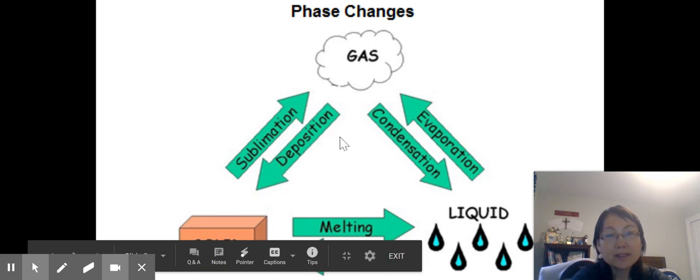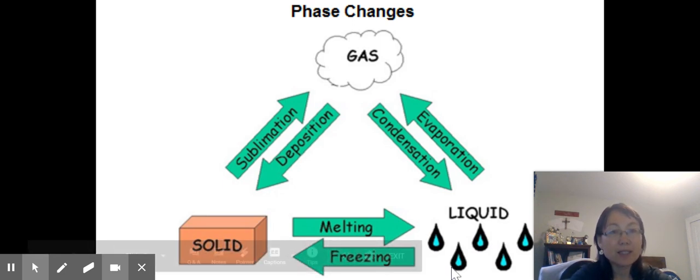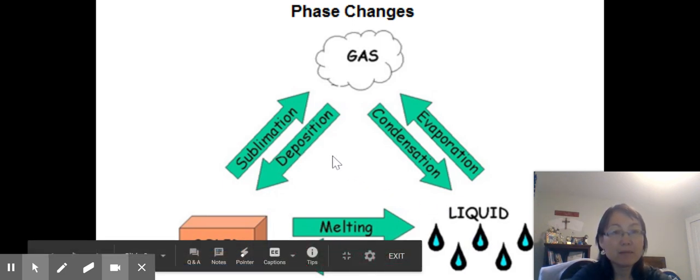And condensation is from gas to liquid. That's the rain process, right? So water vapor becomes liquid, becomes rain. Okay. And once it gets on the ground, it's very cold. It can become ice. So we call it freezing. Okay. It can become solid.